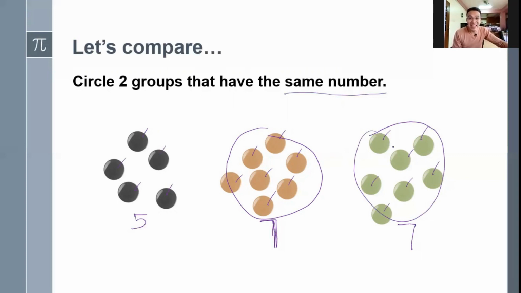Did you get that, grade 1? When you are asked to circle two groups that have the same number, then you have to circle two groups that have the same number.